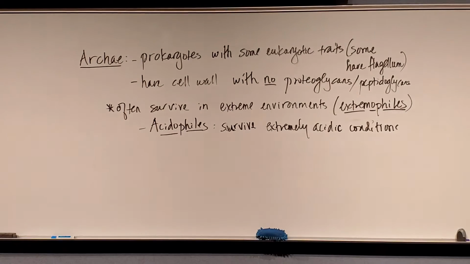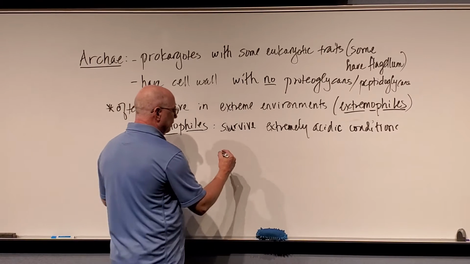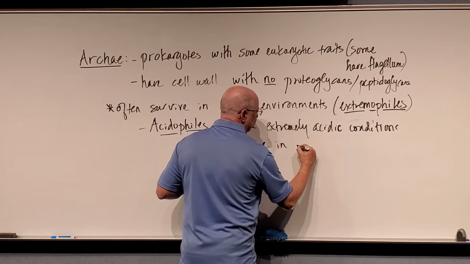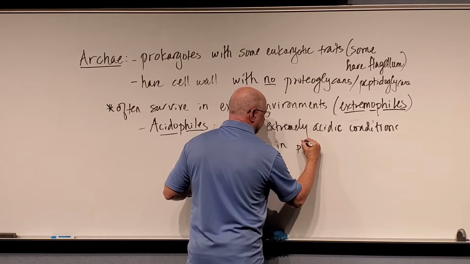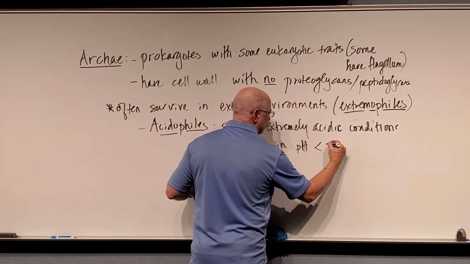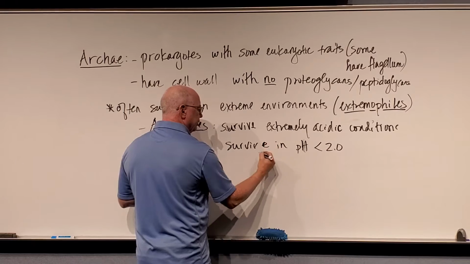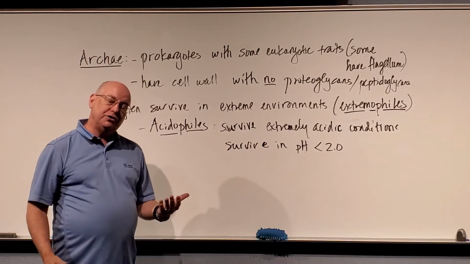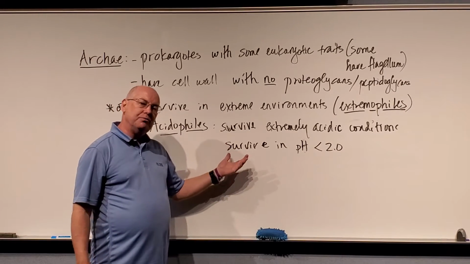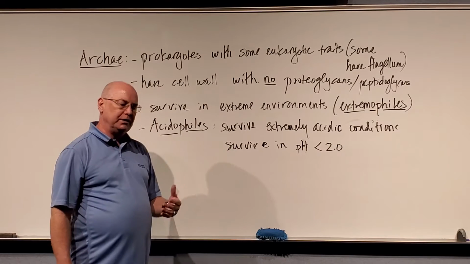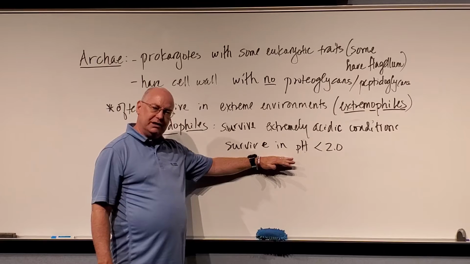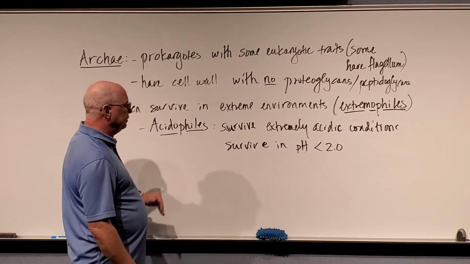And so acidophiles actually survive those extreme acidic conditions. Now we're talking about things where they can survive in an area that has a pH that is less than 2.0 on the pH scale. So one of those organisms, by the way, is one that lives in your gut and your stomach called Helicobacter pylori. We're going to talk about Helicobacter pylori. But they live in the pyloric region of the stomach, which is extremely acidic. Most organisms can't survive there, so we call them acidophiles.